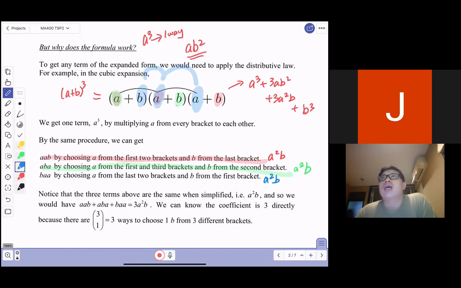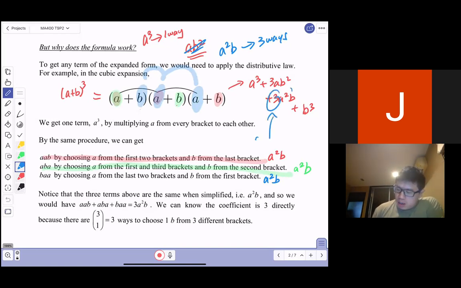So how many ways can I get my a square b? There are basically 3 ways. Okay, and this corresponds to what? Remember the formula? It's like 3 choose 1, right? Because there are 3 ways.